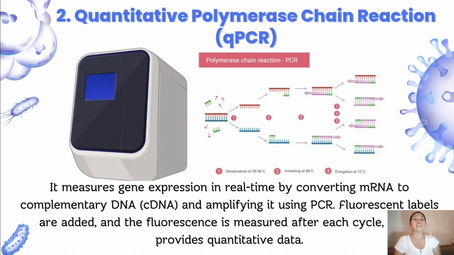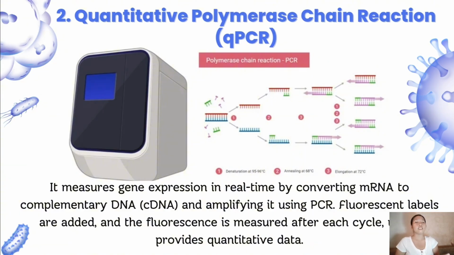So it converts mRNA into cDNA and then amplifies or copies it millions of times. Fluorescent labels track how much DNA is made after each cycle, giving very precise numbers, and this method is easy to use and has a relatively short assay time. However, it requires prior knowledge of the target sequence and has limited throughput.